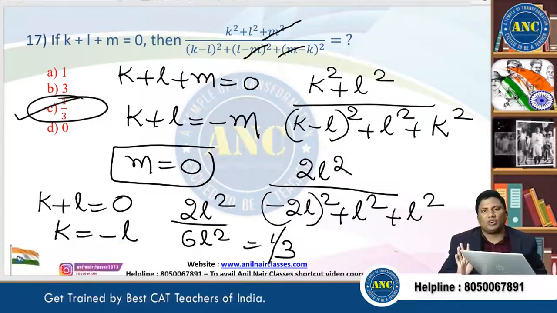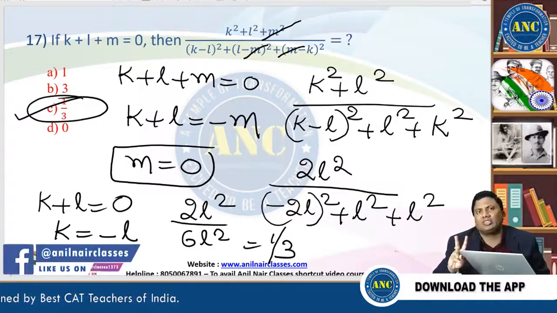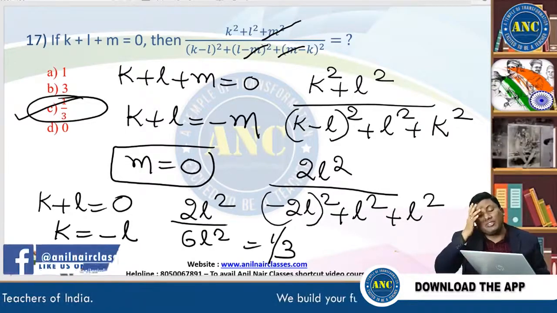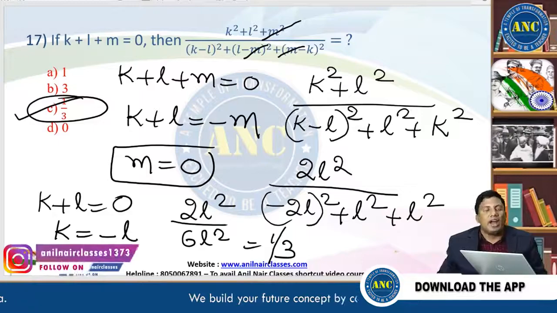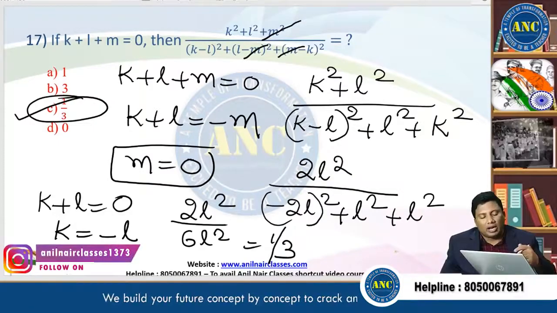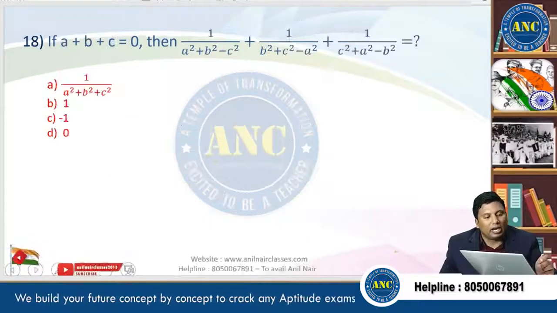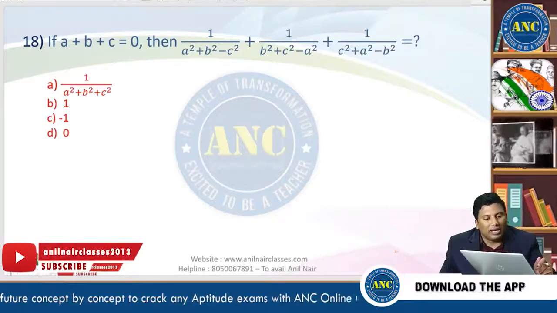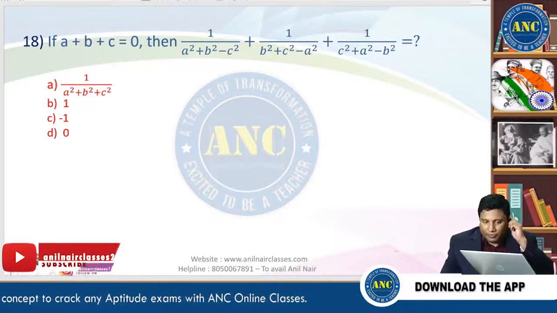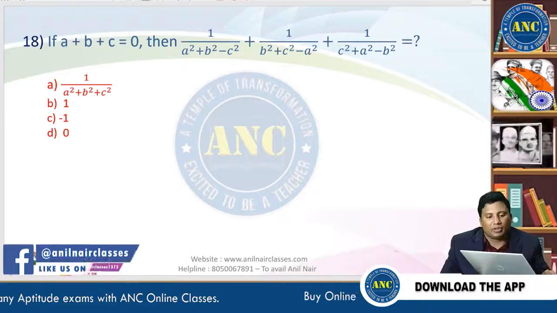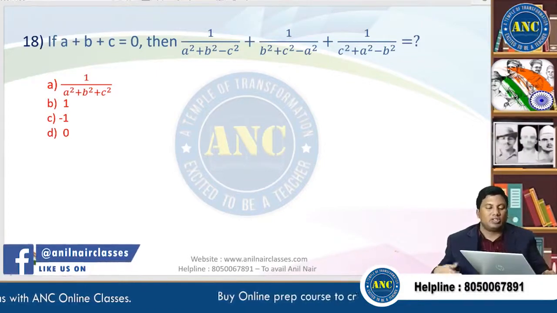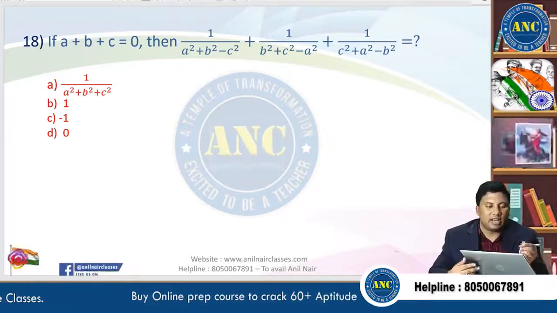Very, very easy questions. Only two categories which we discussed till now. If the degree of the equation is 1, and one variable is a dependent variable. I hope it is clear. Now another variety of questions. Now in this one we will discuss another variety.